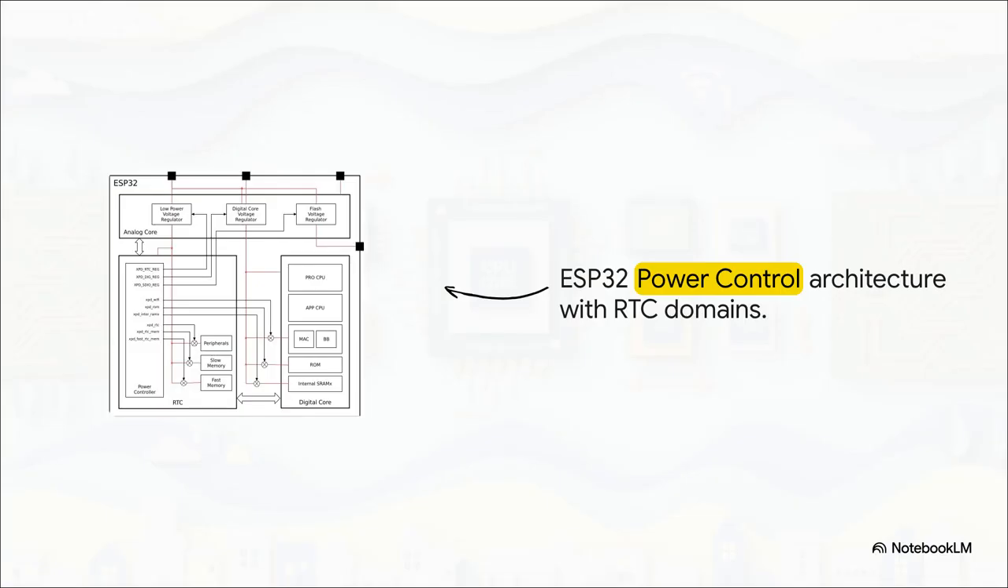Understanding the power control architecture shows exactly how this is achieved. The power controller isolates different domains. This allows you to entirely power down the power-hungry digital core, which includes both the main CPUs and the wireless radios, while safely keeping the low-power analog RTC peripherals and slow memory awake and functioning.